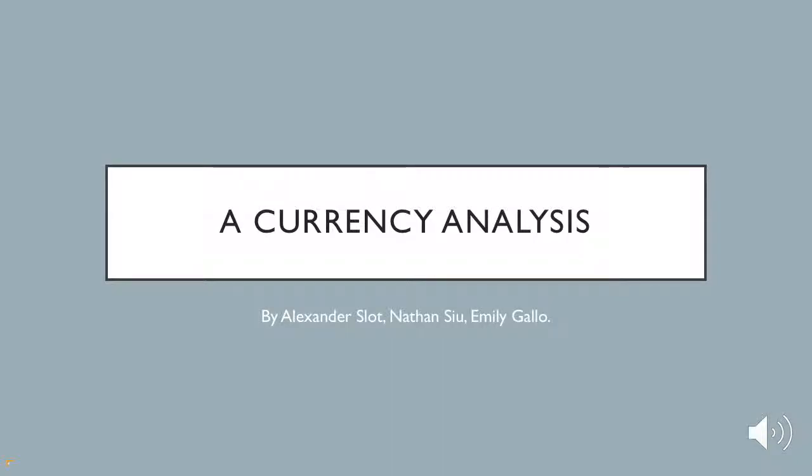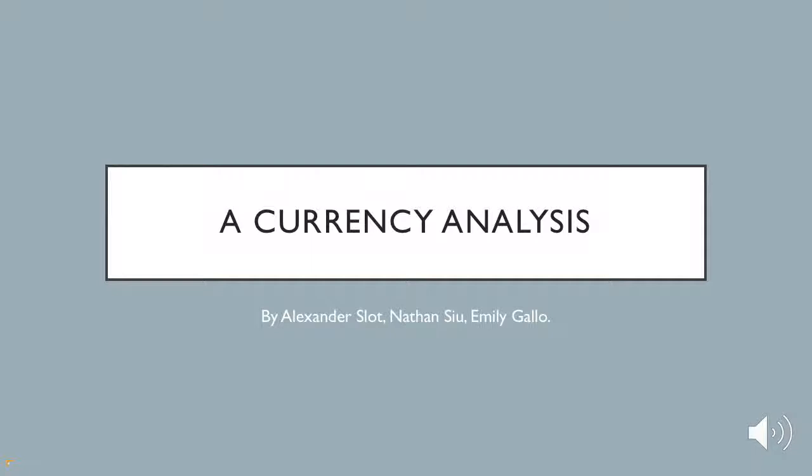Hello, in this presentation we will be discussing two interesting currency pairs, the Australian-American pair and the American-Japanese pair. This analysis will be based on a short-term perspective, using economic indicators such as relative interest and inflation rates to gauge the future performance of these currency pairs.